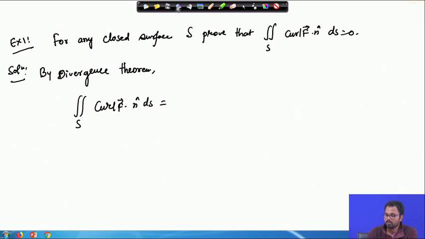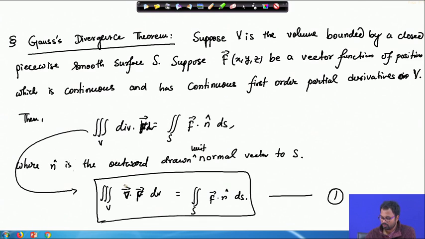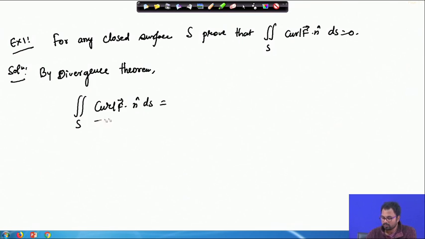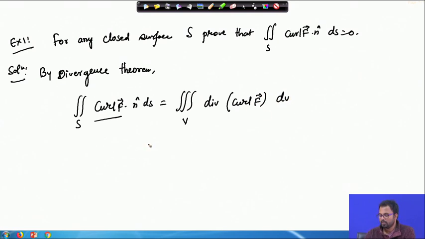Now, if we go back to the divergence theorem, it is the divergence of f, and that f is here, f dot n dS. So, in this case that f is actually curl of f, right. So, I can write the volume integral over V of divergence of curl of f dV, because our function is curl of f. So, we can write it in terms of notation.